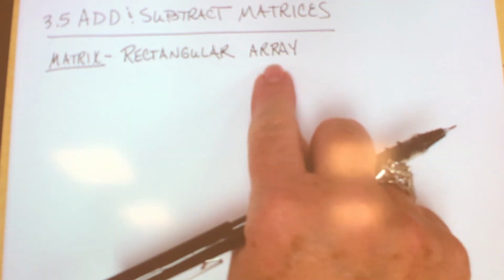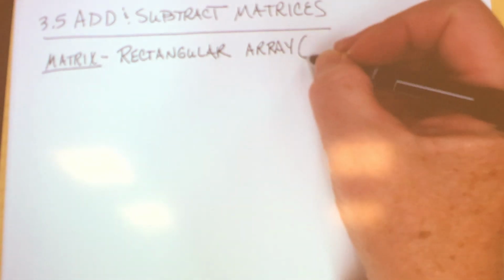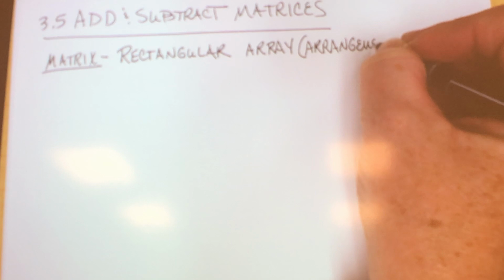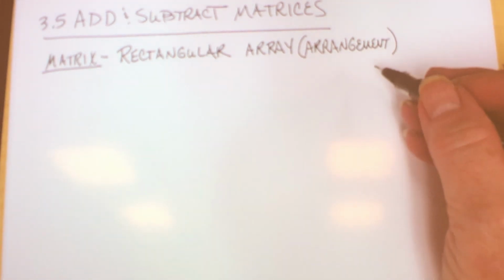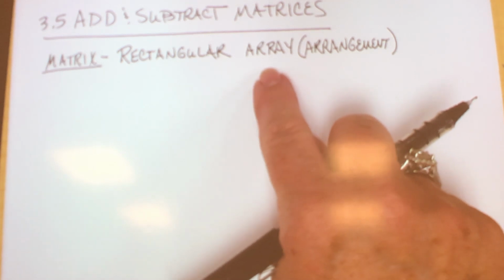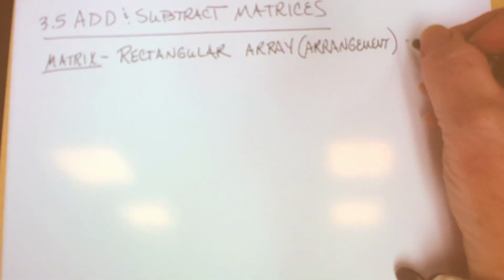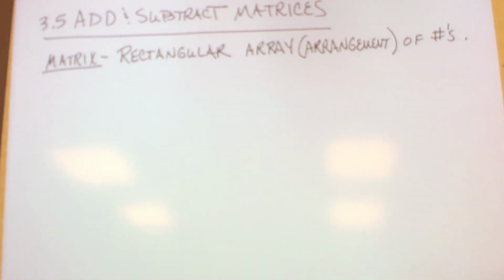Now this word gives some kids a problem. An array is simply an arrangement. A rectangular arrangement, but they're going to call it array in the math book because they're technical. An array of numbers. So you just take some numbers and you arrange them in a rectangle. There you go. That is a matrix.